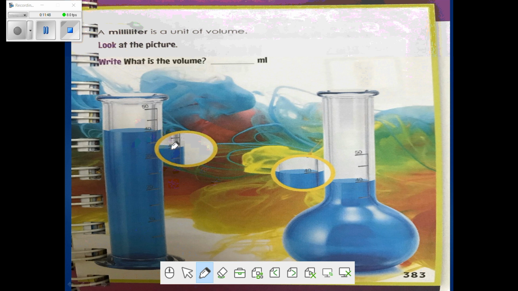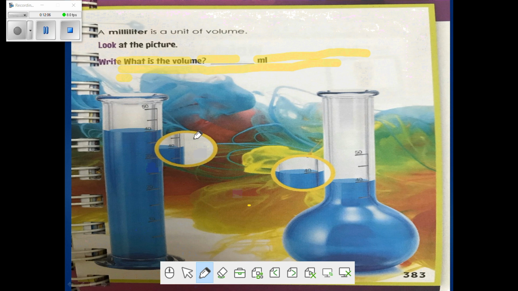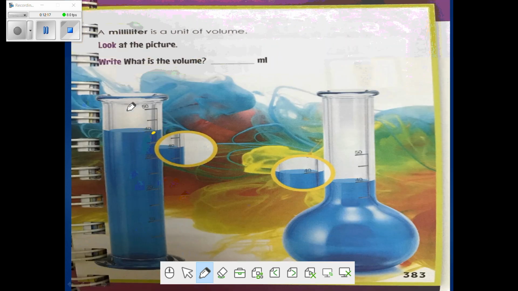Look, they are focusing here. Here we are. So 40. How? Yes, because the liquid has its own size. Look, the size here is 40 and the size here is 40. But they have different shapes. Here, the water takes the shape of the measuring cup, and here the water takes the shape of the graduated cylinder.